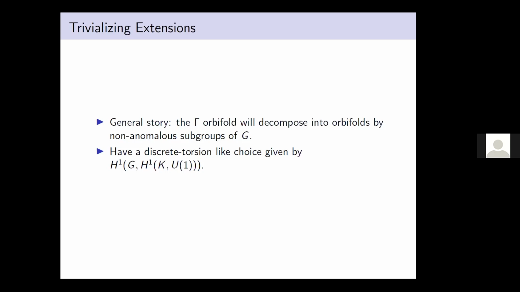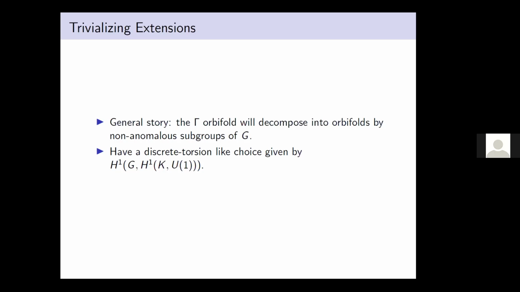And one thing we realized in doing this work is that when you have an orbifold with a trivially acting subgroup, there is in fact a choice that you get to make, sort of like discrete torsion. It basically tells you what the action of K is in the twisted sectors, because I said that K acts trivially on the parent theory, but it turns out that K can have non-trivial action in the twisted sectors. And the choice of that action is, in this case, going to be classified by H1(G, H1(K, U(1))).